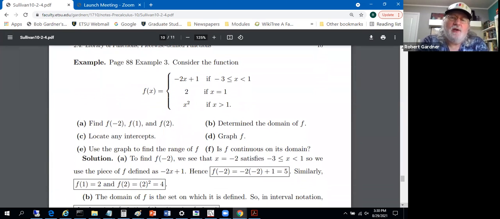Here's a piecewise-defined function, example 3 from the book. Consider the function f of x defined piecewise as follows. It's -2x plus 1, provided x is between -3 and 1, including -3 and excluding 1. It's the value 2 when x equals 1, and it's x squared when x is greater than 1.